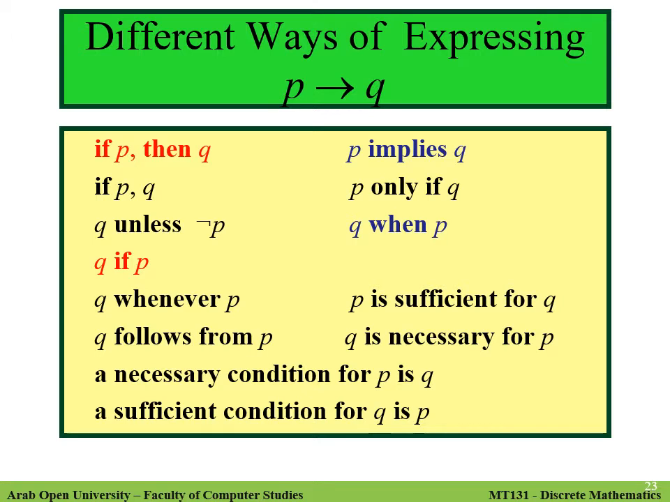Here is one way to do it. This is used in mathematical statements. P is sufficient for Q. Q follows from P. Q is necessary for P. A necessary condition for P is Q. A sufficient condition for Q is P. All of these forms tell you the same thing, P implies Q. We will look at examples, English sentences that give you the implication in different ways.